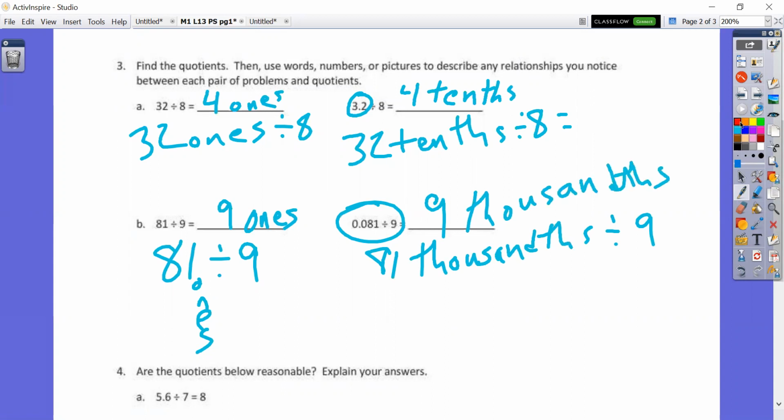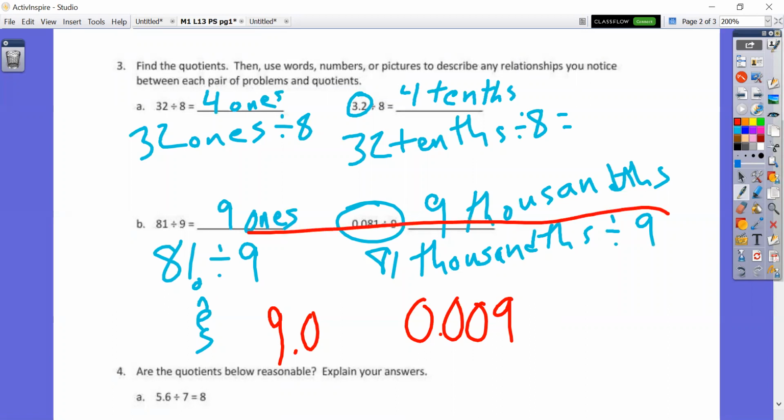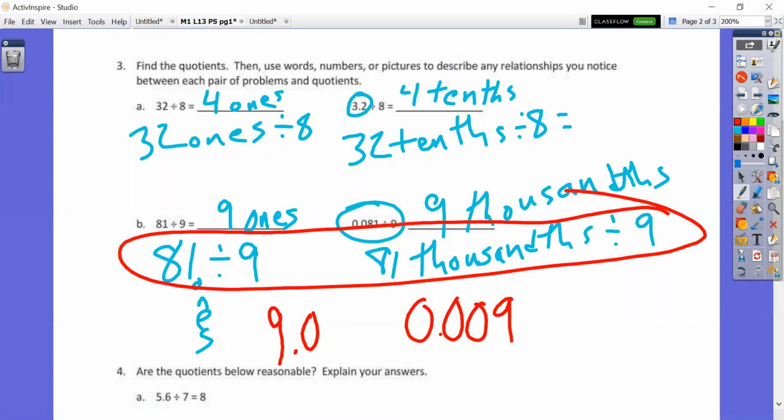And if I change my color and represent those in standard form, 9.0 is a lot different than 0.009. So even though we use the same math problem, 81 divided by nine, our units, ones versus thousandths, change a lot of different things. I would rather have $9 than 9 thousandths of a dollar, right?